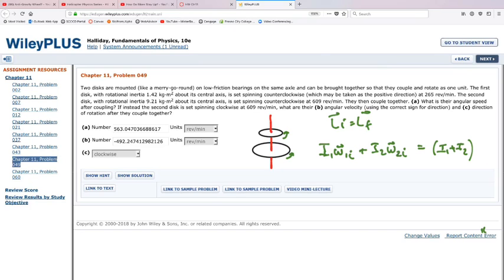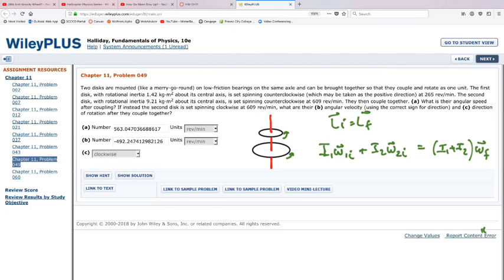Did the moments of inertia change in this problem? No. We're not changing the size of the disks. We're not changing their mass. Moment of inertia is independent of how fast it's rotating. So we're not changing the moment of inertia this time. What we're doing is we're keeping them separate and then combining them. And then I'm going to have an omega final here.